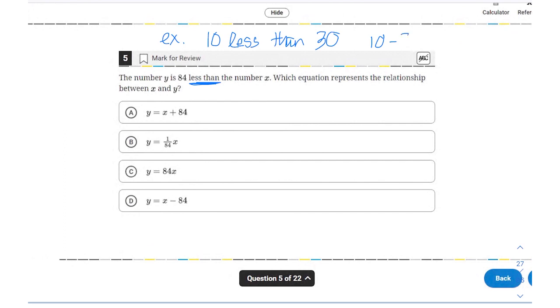Did we do 10 minus 30, or did we do 30 minus 10? Hopefully we say, oh, we did 30 minus 10 to arrive at that conclusion. So just keep in mind, it is important to be careful when you see less than. Sometimes the order is the opposite of what you might think. I see a lot of people want to write this as y equals 84 minus x, but it's actually going to be x minus 84. So 84 less than x translates into x minus 84, and that would be answer choice D for number 5. Stay tuned. We're going to jump into question 6 in our next video.